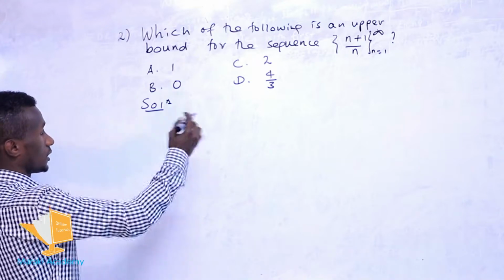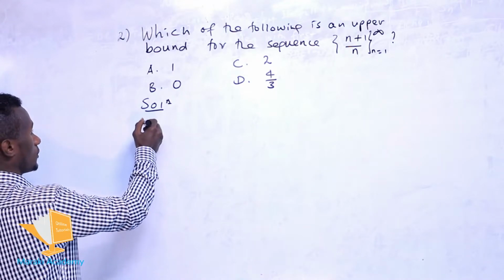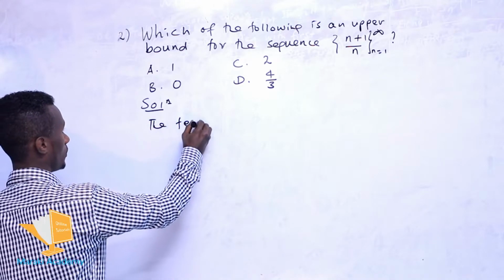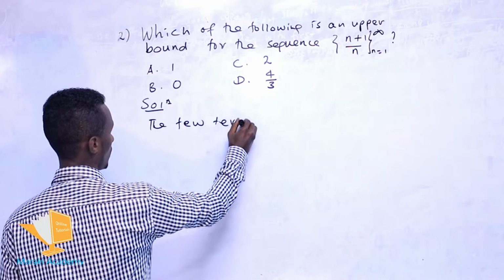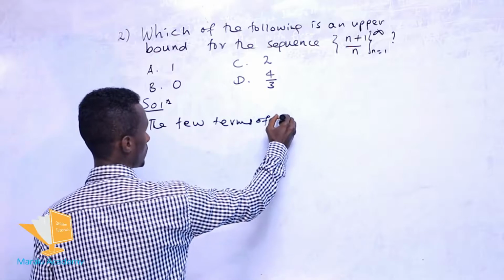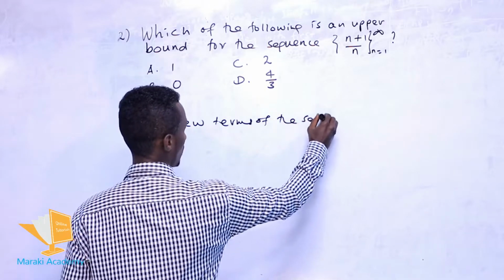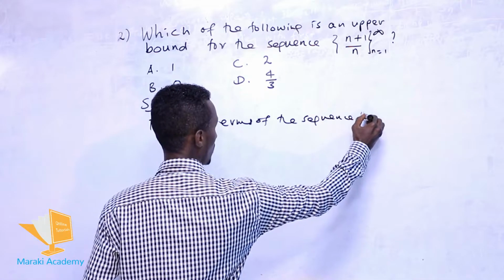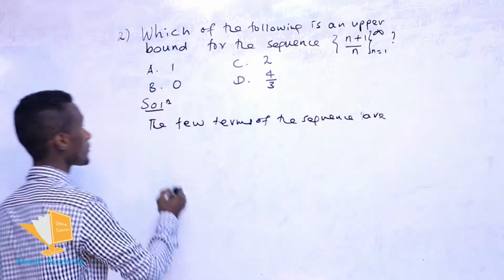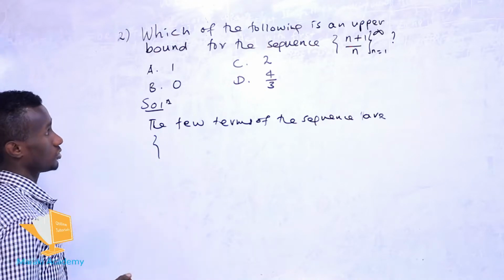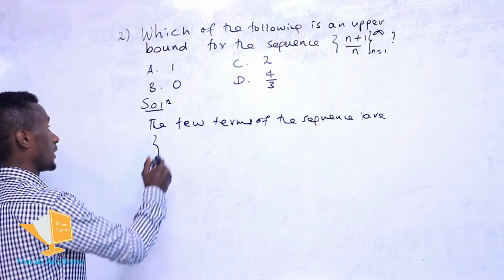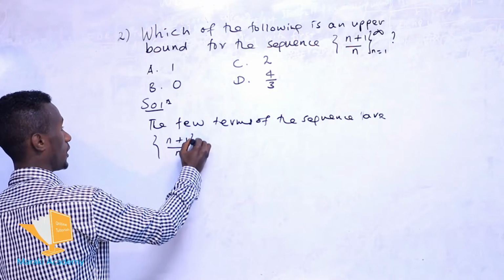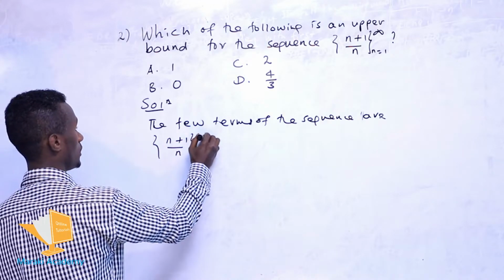So first of all, just try to solve this for the first few terms of the sequence. Let's determine some of the terms. (n plus 1) over n, where n is starting from 1 up to infinity.